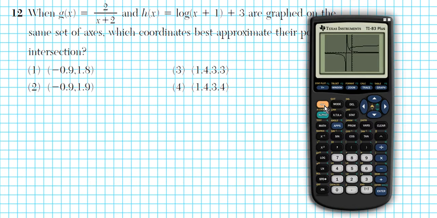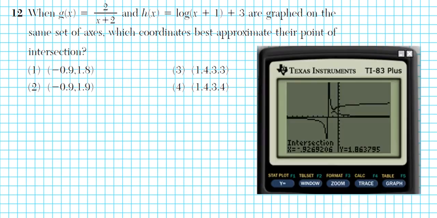So to calculate it, we're going to use second function calculate, option 5. As for the first curve, which is a rational, press enter. The second curve, the logarithmic, press enter. It says guess, so just move your cursor to an area that's close to the point of intersection. Press enter, and there you have your result. Okay, so I've grabbed a screenshot of the calculator just to help you zoom in on the relevant component. So that point right there, that's the intersection point that we're looking for.